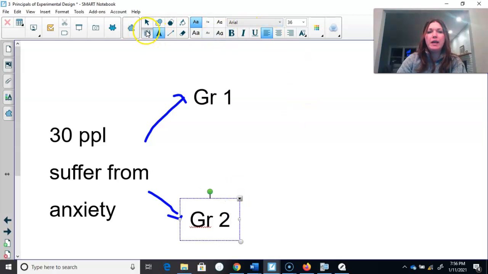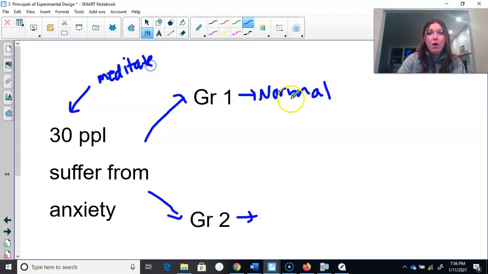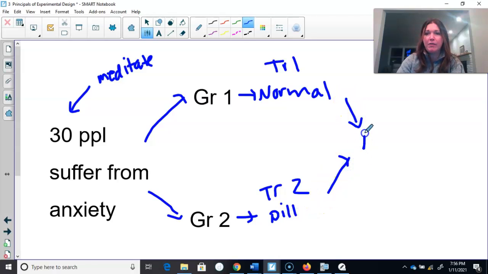And in group 1, we said, hey, just keep doing your normal thing, exercise or meditate or whatever. And group 2, actually, I'm gonna make an addendum. We're gonna tell all the 30 people that suffer from anxiety, we want you all to meditate. But on top of that, one group is just gonna meditate like normal, that's treatment 1. But the other one, treatment 2, they're gonna meditate and also take an antidepressant for anxiety, so a pill. And then at the end of 10 weeks, we'll have them measure their anxiety levels.